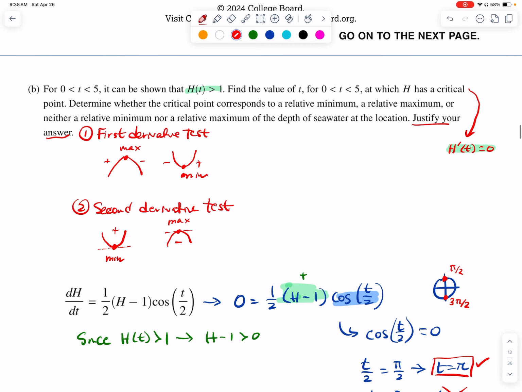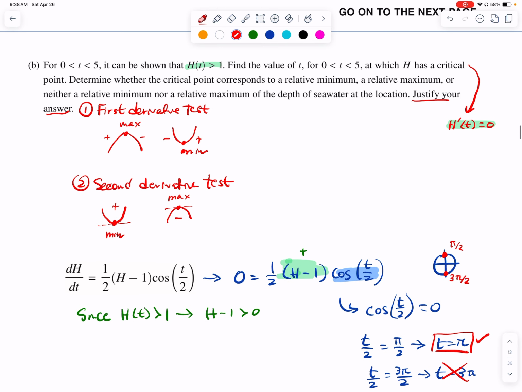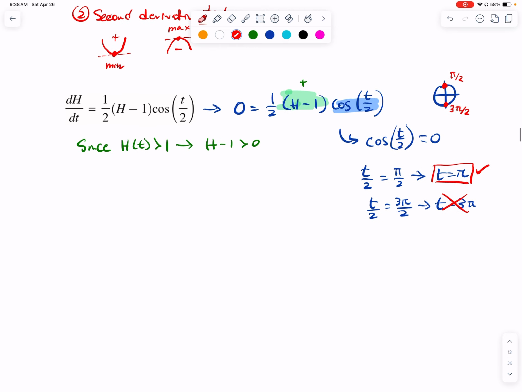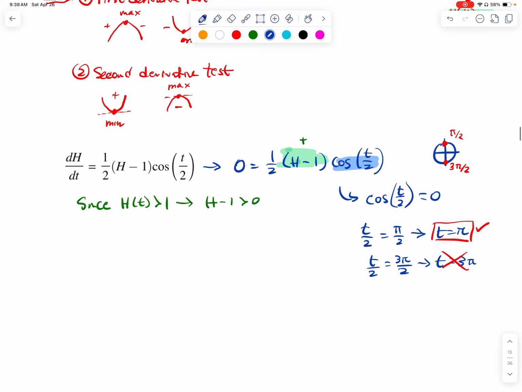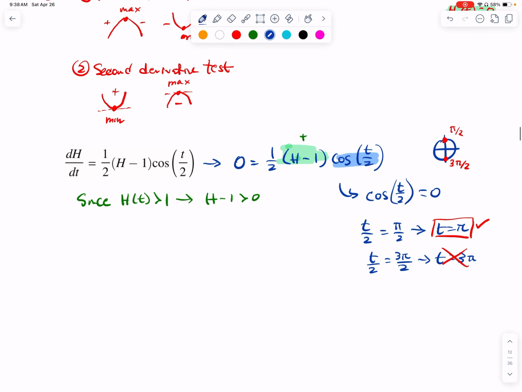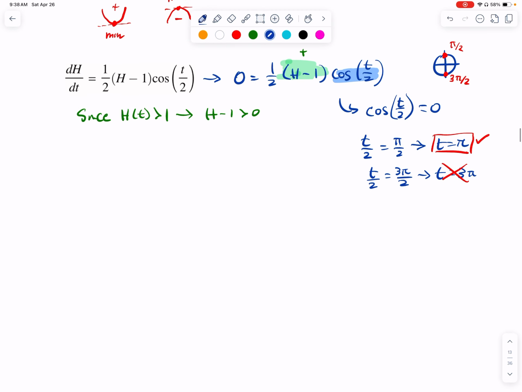All right, the question says find the value of t, and we just did. So it's like an identify kind of level question. And then we have to say, do we have a relative min or maximum there? And we're using, at first here, the first derivative test. You don't have to do both of them, you just pick one. But for the sake of review, I'm going to review both of them.